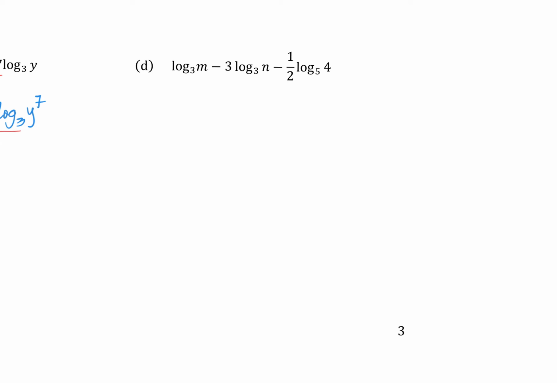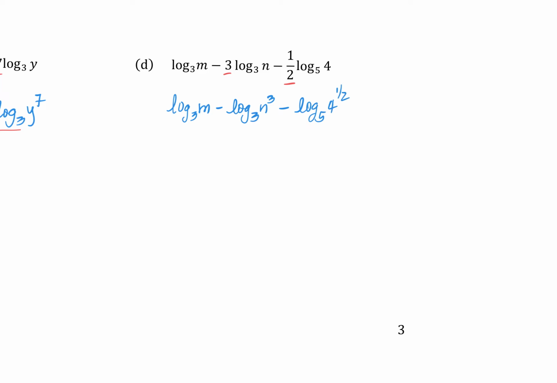All right, last one of these types of problems. Let's see, I have that 3 and the 1/2. So we'll rewrite as log base 3 of m minus log base 3 of n to the third minus log base 5 of 4 to the 1/2. So these first two can be combined because they have the same base, but the last cannot. So let's just go ahead and combine log base 3. It's a subtraction, so it's going to be m over n to the third, and then minus.